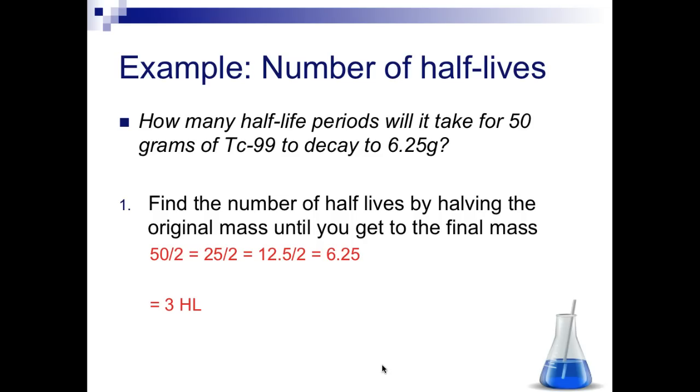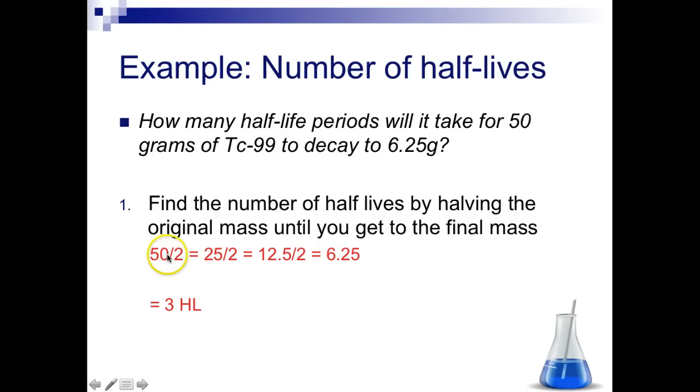What if we were asked to look at the number of half-lives? So if I were asked, how many half-life periods will it take for 50 grams of technetium-99 to decay to 6.25 grams? So now what we would do is find the number of half-lives by halving the original mass until you get the final mass. So we know we're starting off with 50 grams. Well, how many times do we have to cut that in half until we get 6.25?